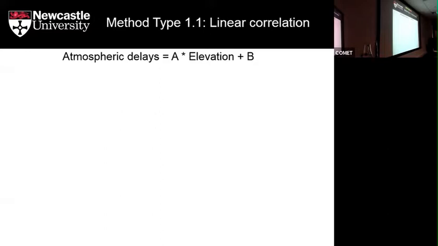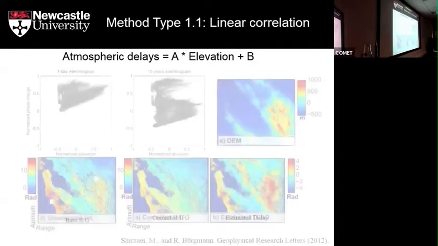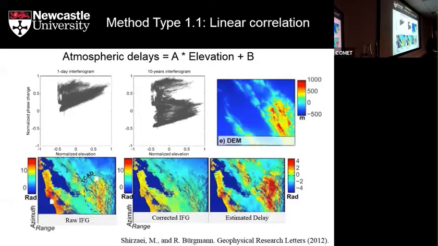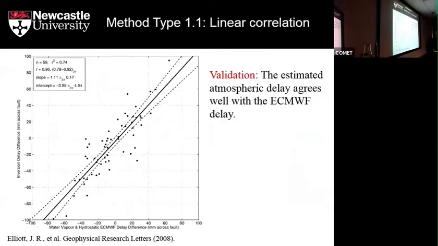And this is the original interferogram, which has serious tropospheric delays. And this is the corrected interferogram. And this is the estimated atmospheric delays. It's very similar to the DEM map. And we can also validate the performance of this measure by comparing our estimated atmospheric delay with some water vapor estimates from a weather model. You can see a clear correlation between these 2. They agree very well.